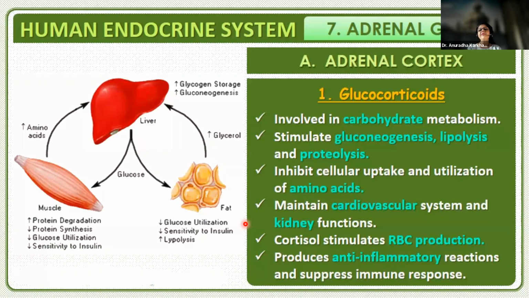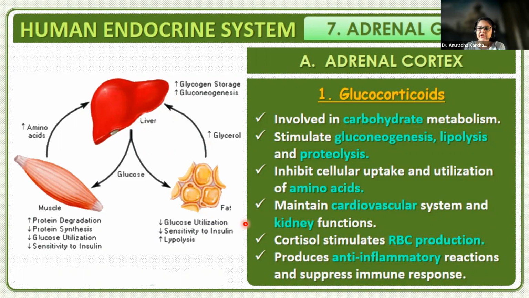It inhibits cellular uptake and utilization of amino acids, because that amino acid will be used for making glucose, so it is not going to be allowed to be used as amino acid. It will maintain cardiovascular system and kidney function. Glucocorticoids: cortisol stimulates RBC production. So see, one more hormone responsible for RBC production. It produces anti-inflammatory reactions and suppresses immune response.